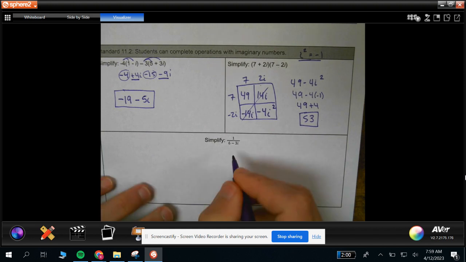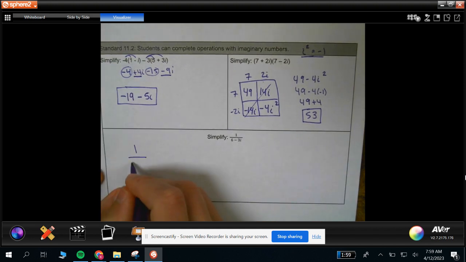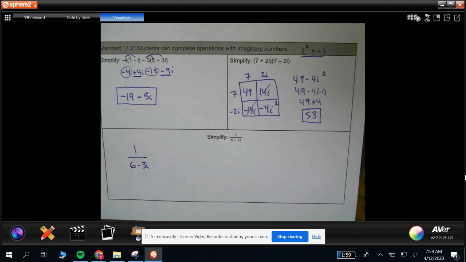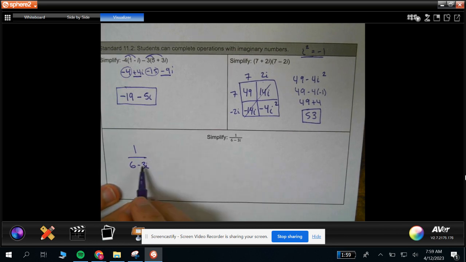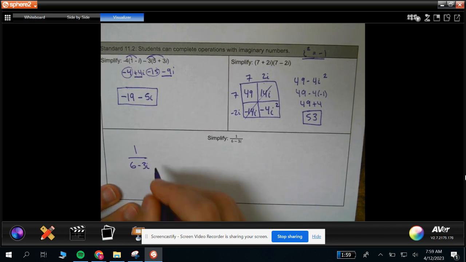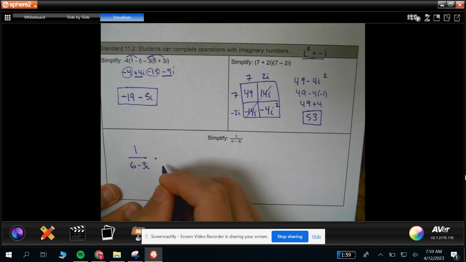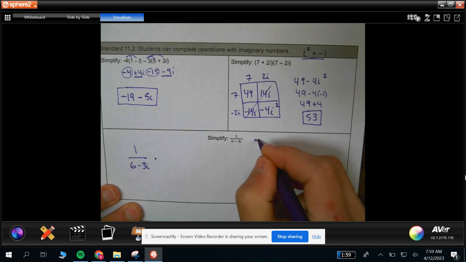And for the last one, simplify 1 over 6 minus 3i. Now we hate having imaginary numbers in the denominator. Denominators are the key to fractions. So what do we want to do? We want to eliminate the i. How do we get rid of the i's? We multiply by its conjugate. Okay, multiply by the conjugate.